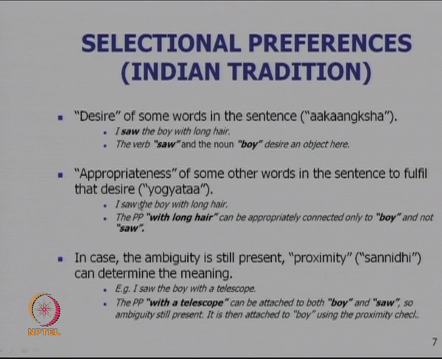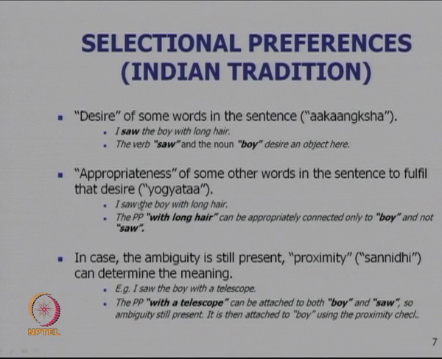Now, in case the ambiguity is still present, proximity, or sannidhi, can determine the meaning. So, if I say I saw the boy with a telescope, this is an ambiguous sentence. Both meanings are possible. It is possible that I am seeing the boy with a telescope, or it is also possible that the boy has a telescope. So, the prepositional phrase with a telescope can be attached to both boy and see. So, ambiguity is still present. It is then attached to boy using the proximity check. Since with a telescope is proximate to the boy, it is nearer to the boy than to see, therefore it will be attached to boy.